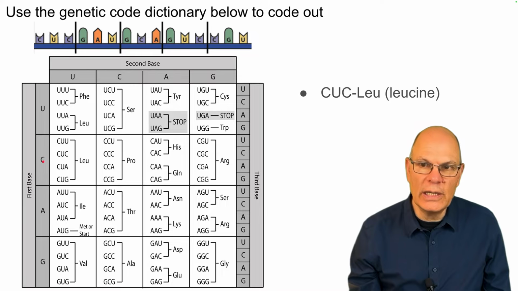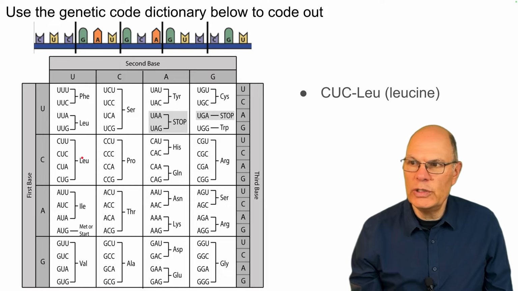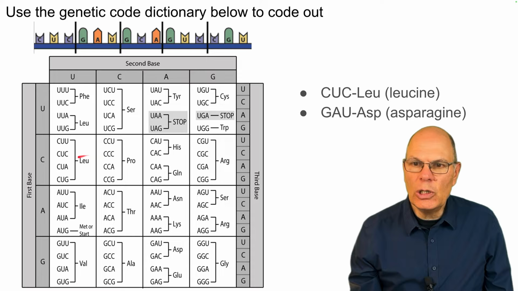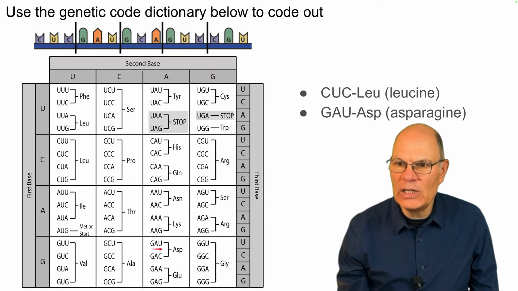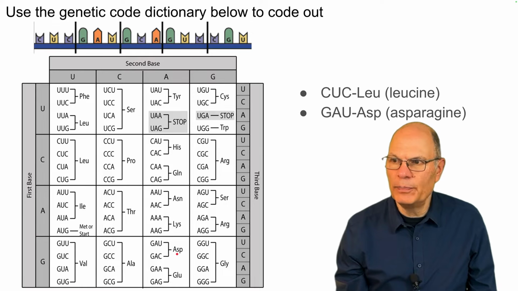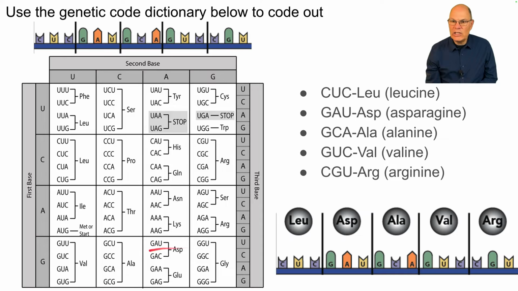CUC is the first codon. C, U, and here's C, that codes for leucine. GAU, G is the first base, A is the second base, U codes for asparagine. GCA, G, C, A codes for alanine. GUC, G, U, C codes for valine. And CGU, C, G, U codes for arginine.